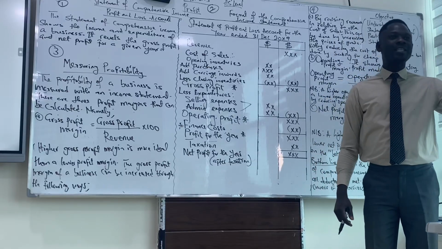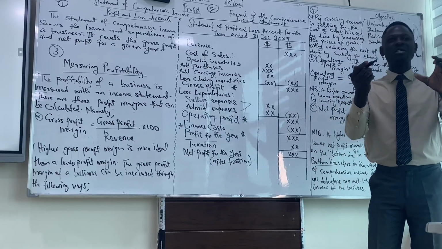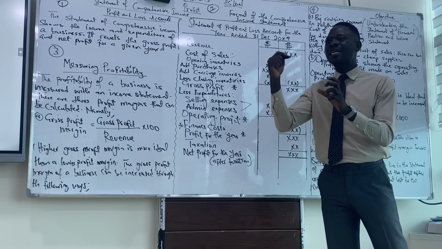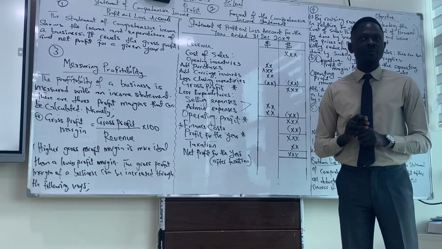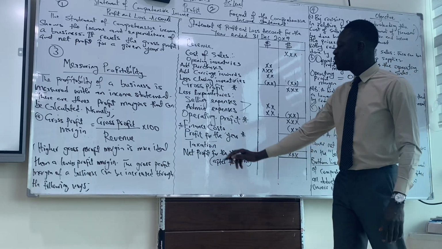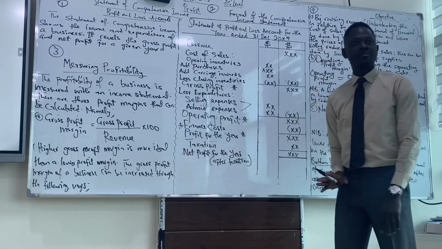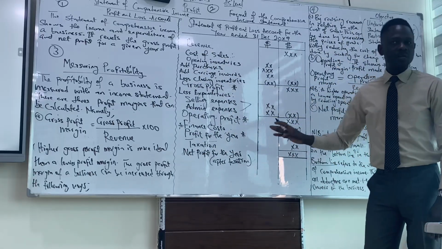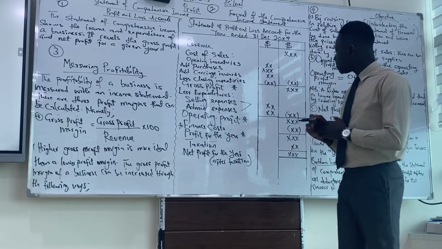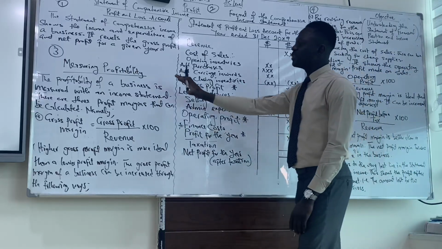But remember, we have to pay taxes. Taxes are based on the percentage of our profit. So that means taxes will be the last thing we calculate because tax is based on the percentage. Do we understand this? So as soon as we do that, we have our net profit for the year. So this is how a statement of comprehensive income is being prepared. Any question about this? No. Great. So we go to measuring profitability.